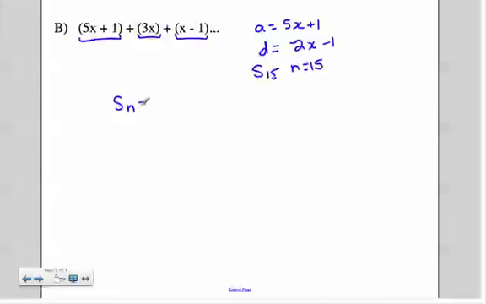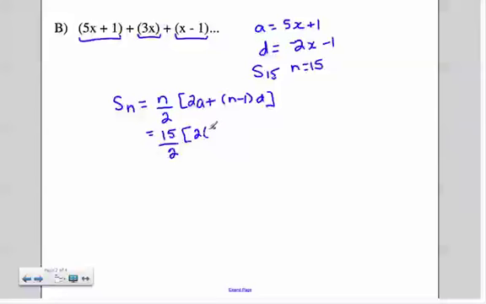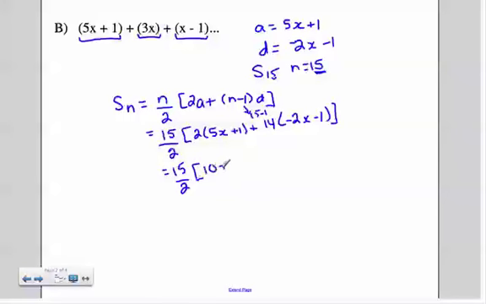I don't know what Tn is, so I'm going to go back to the longer formula, but it's really not a difficult formula to work with. So I get 15 over 2 times 2 times 5x plus 1 plus, now I'm going to get a little bit brave, and instead of going 15 minus 1, I'm going to go right to 14. I'm getting comfortable with the idea that n minus 1 is always just 1 less than n, and my d is negative 2x minus 1. I'm definitely going to clean up this bracket before I do anything.